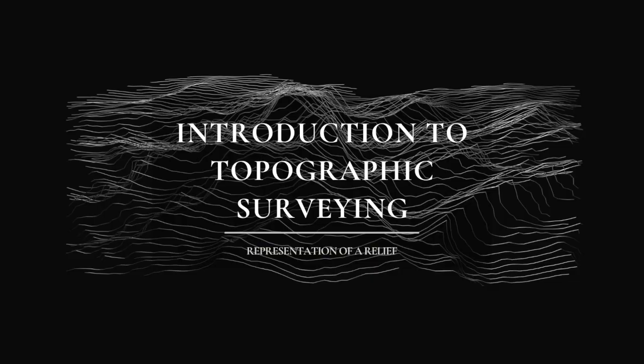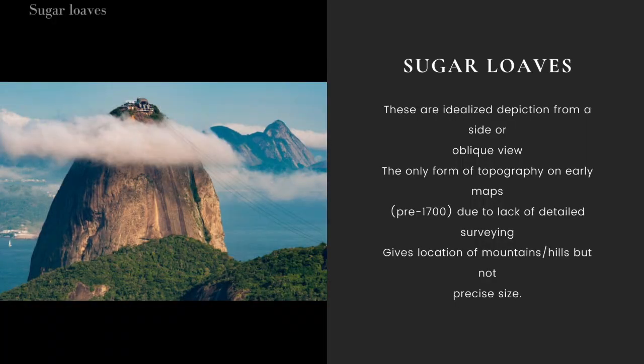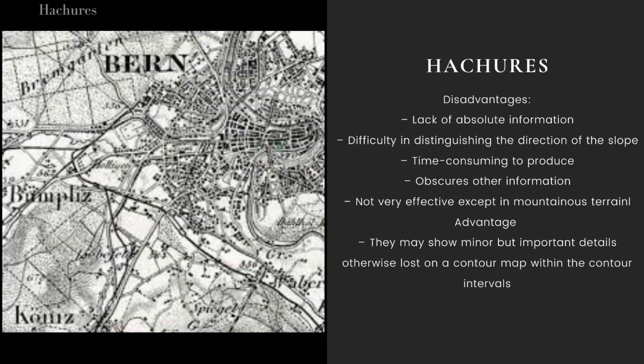Introduction to topographic surveying. First, let's start with sugarloaves. These are idealized depictions from a side or oblique view. The only form of topography on early maps due to the lack of detailed surveying. It gives location of mountains or hills, but not the precise size.